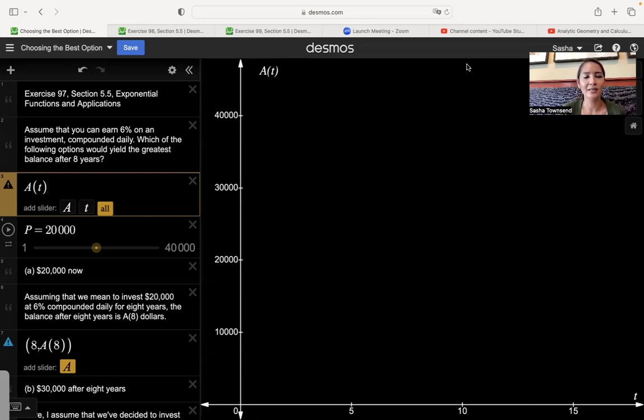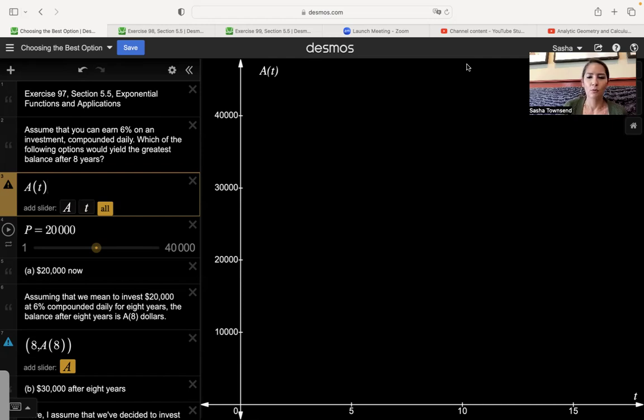So this is exercise 97 from section 5.5, which is about exponential functions and their applications. It says, assume you can earn 6% on an investment compounded daily. Which of the following options would yield the greatest balance after 8 years?